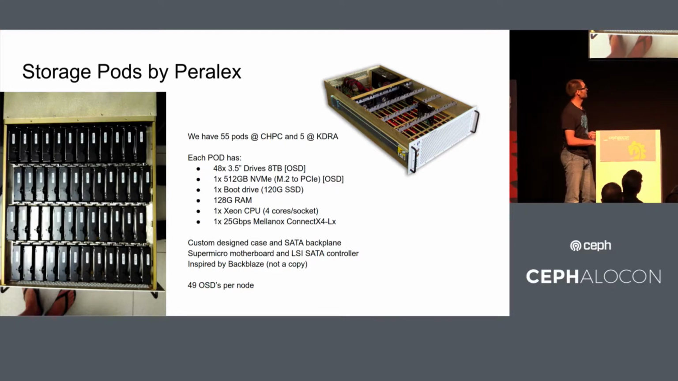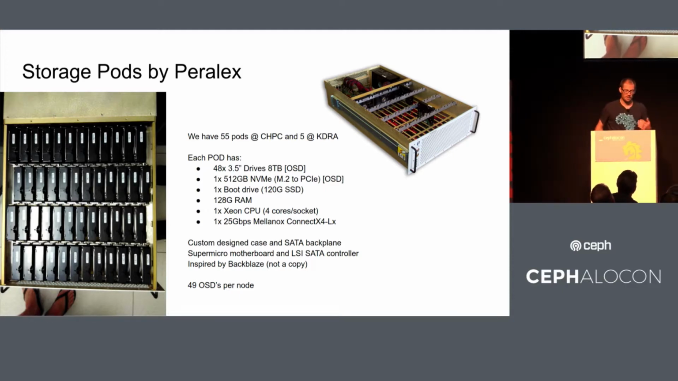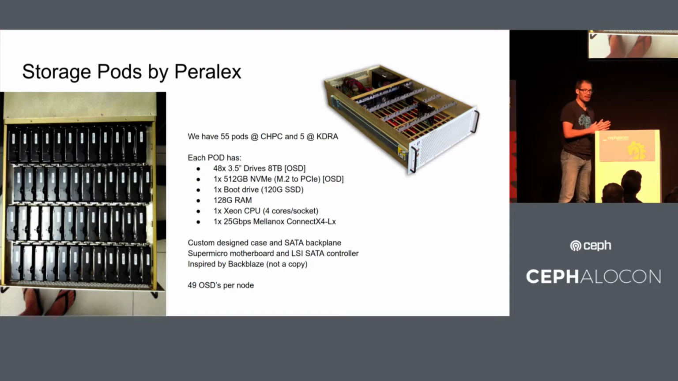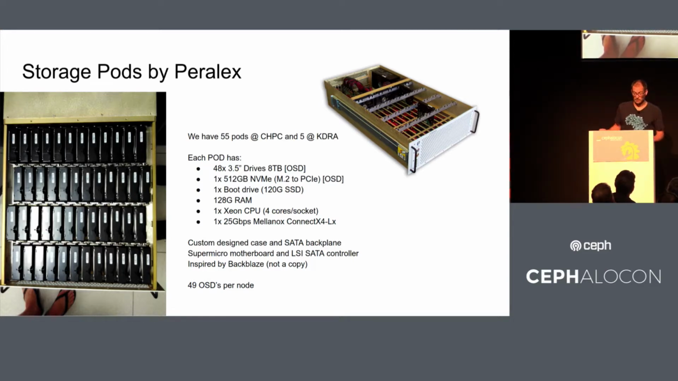I mean, you can probably read the stats, but I'm just going to give an idea. We've got 48 3.5-inch drives at the moment. We use the 8 terabyte Seagate drives. We have one NVMe in each of our boxes. We have a boot drive. We've decided to make that boot drive an SSD. We've got 128 gigs RAM, a single Xeon CPU, and our 25 gigs of network there. One of these pods might be one of your Ceph developers' worst nightmare, but like I said, it works for us.